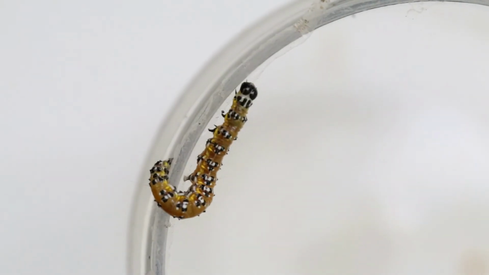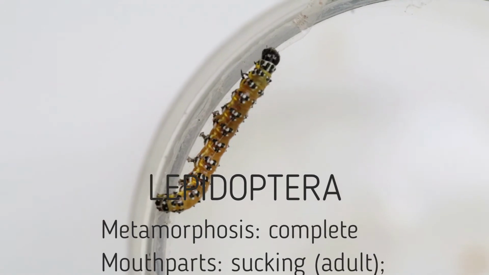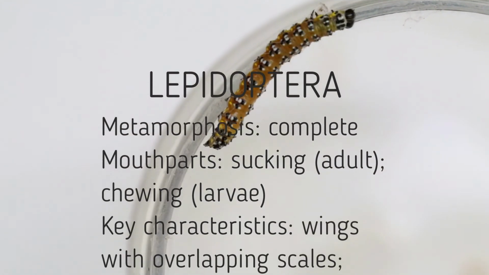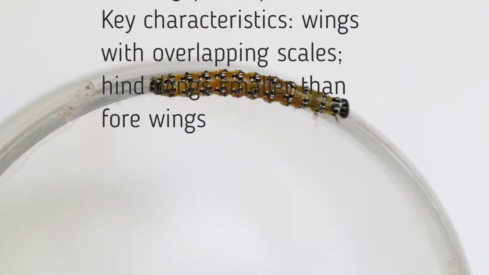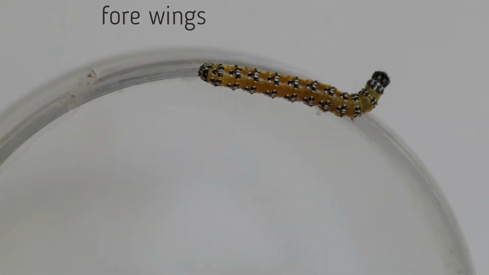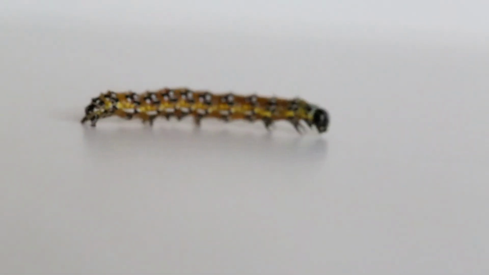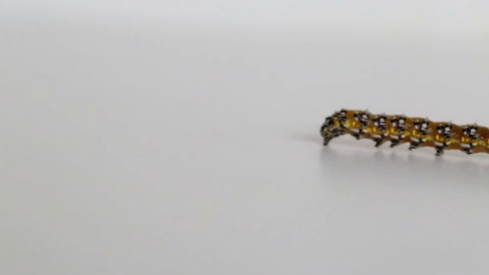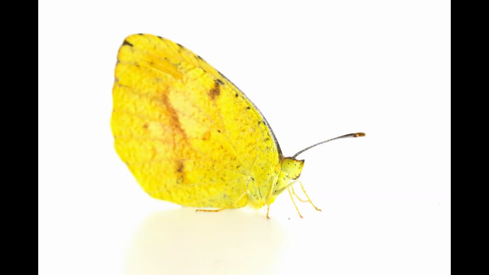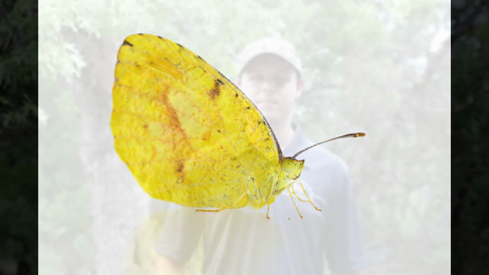And the last order I'm going to talk to you all about is the order Lepidoptera. These are the butterflies and the moths. They have a complete metamorphosis. We're all very familiar with the larval stage as a caterpillar. Then the moths have a cocoon for a pupa, and the butterflies have a chrysalis. The adults have sucking mouth parts, a proboscis that they use to suck nectar out of flowers. Their wings are characteristic, with overlapping scales and the hind wings being smaller than the forewings. I hope you all found that enjoyable.